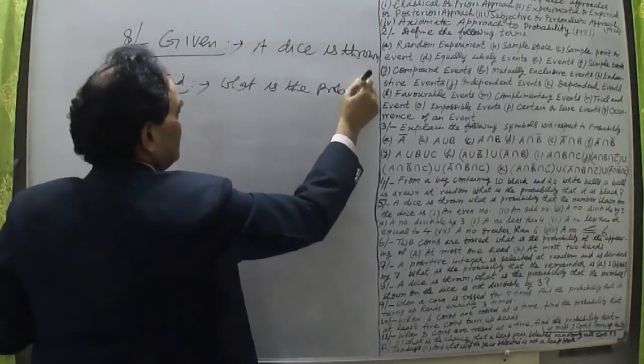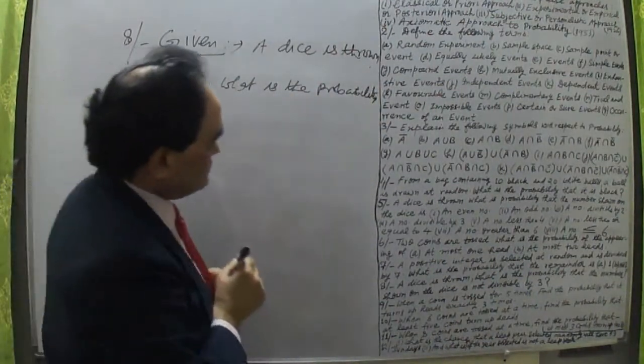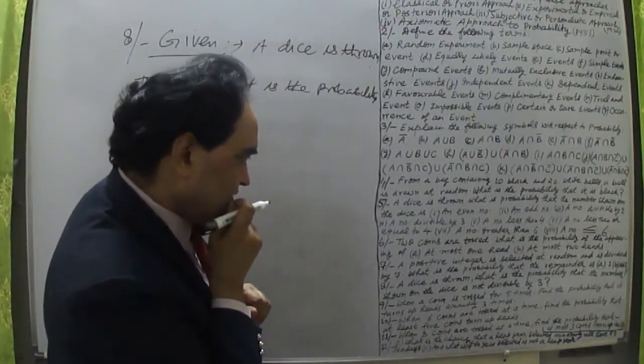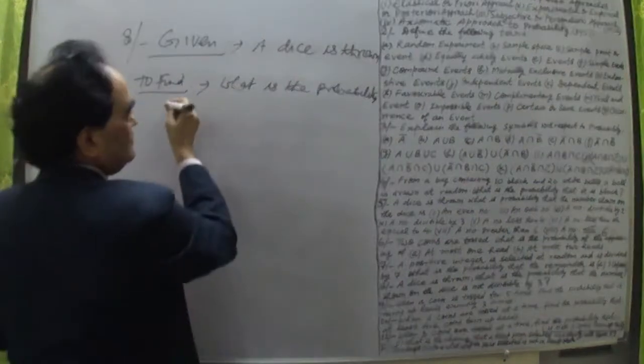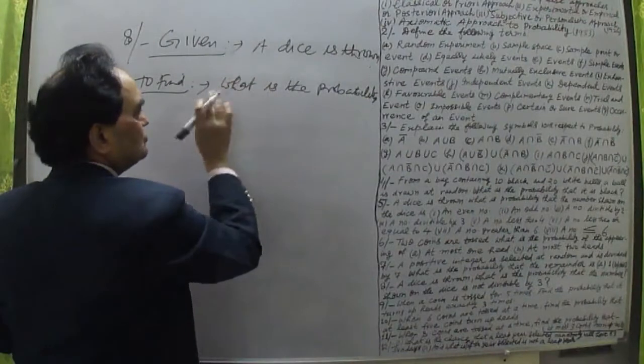Then what is the probability? What is the probability that the number shown on the dice is not divisible by 3? Simple question. I have just talked about this, that we can do it in two ways.